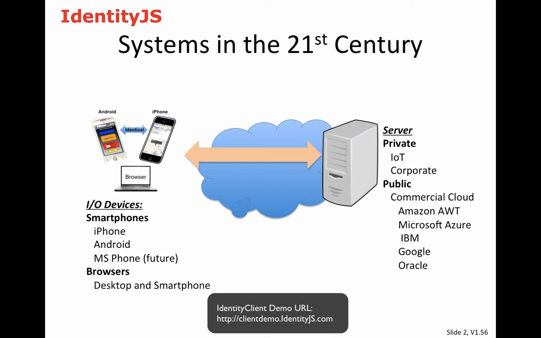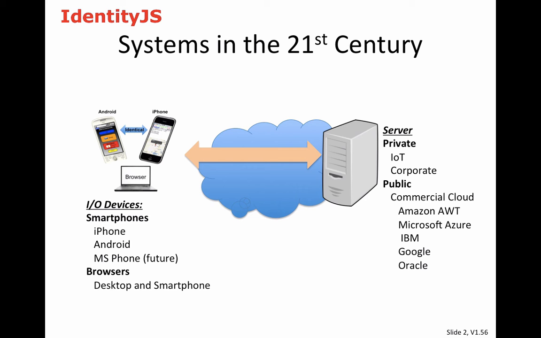When we look at systems in the current time frame, the 21st century and probably beyond, they're really broken into two pieces. You have client technology on the left and server technology on the right. And the clients typically include I/O devices like smartphones, both Android and iPhone, and in the future, Microsoft WP8 will probably be there. Browsers, both desktop and smartphone.